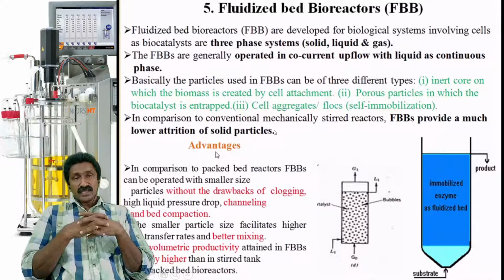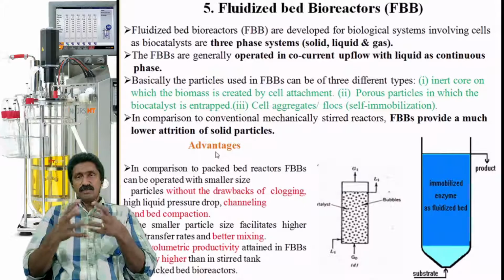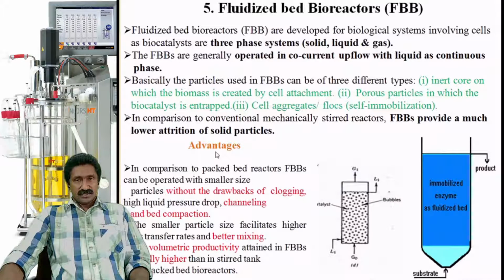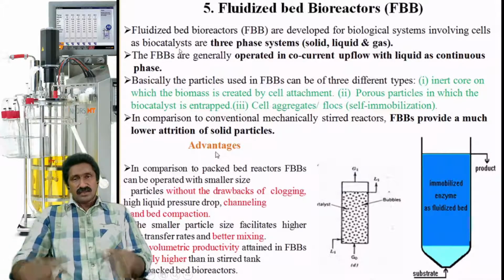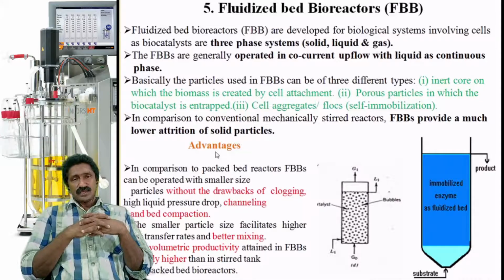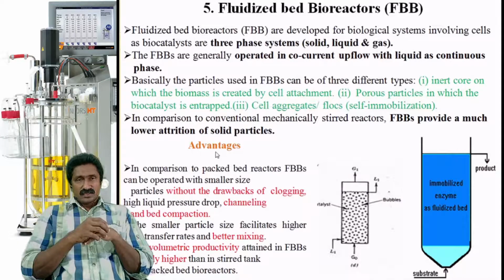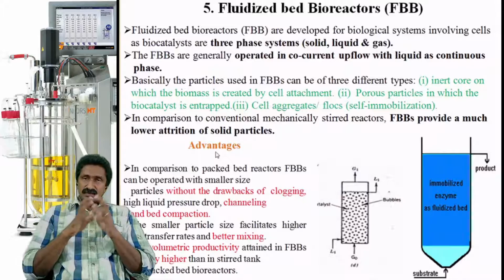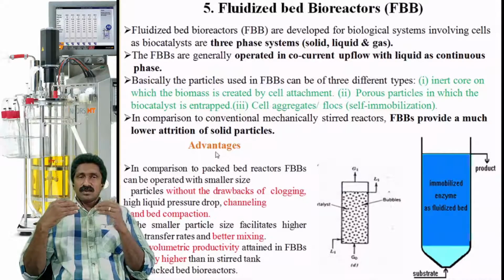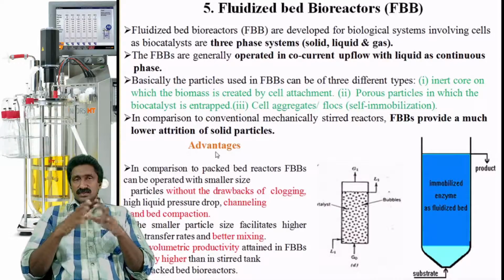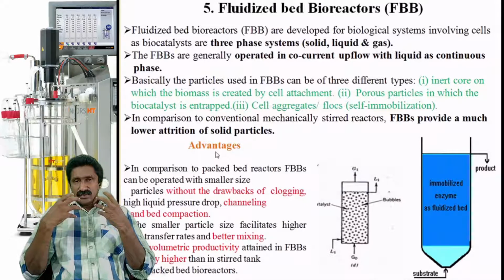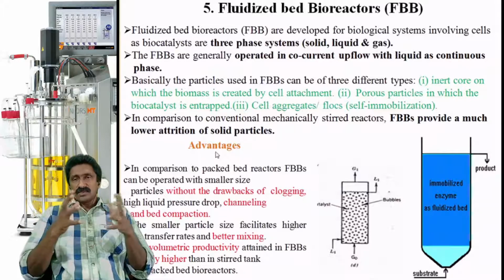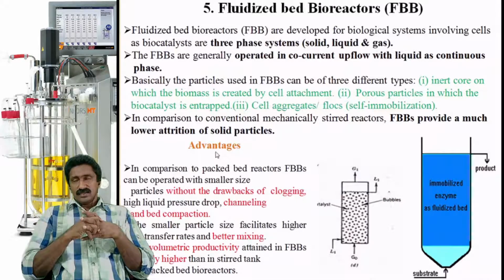And there are other possibilities like cell aggregates or flocs. The cells will self-immobilize by forming flocs or cell aggregates, and that will create the bed. So these are different possibilities, and there are three different types of fluidized bed reactors based on these three different models. In comparison to conventional mechanically stirred reactors, these fluidized bed reactors provide much lower attrition of solid particles. That means these reactors will not break or damage the cells compared to other models.